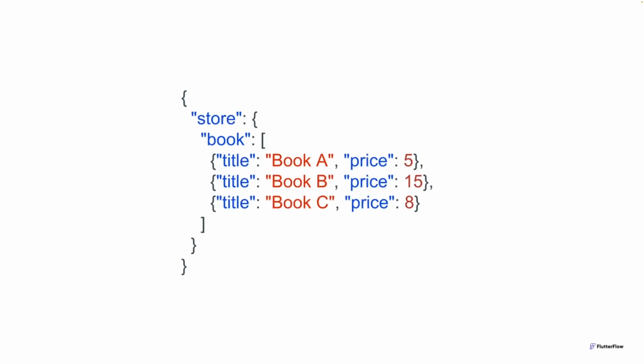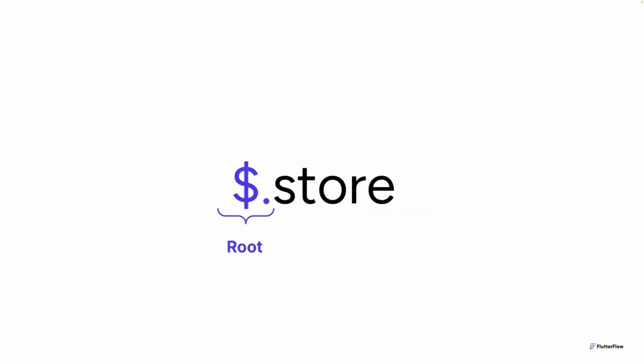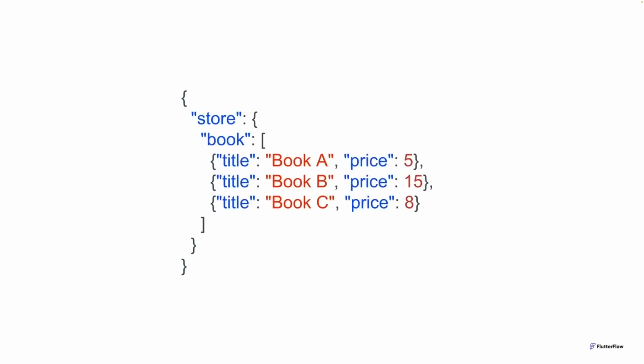Let's start with a basic example of a JSON to understand better. All right, now let's break down some basic JSON Path syntax. The $ sign represents the root of your JSON data. It is like the starting point of your query. If you have a JSON object like this, the JSON path $.store would select the store object.